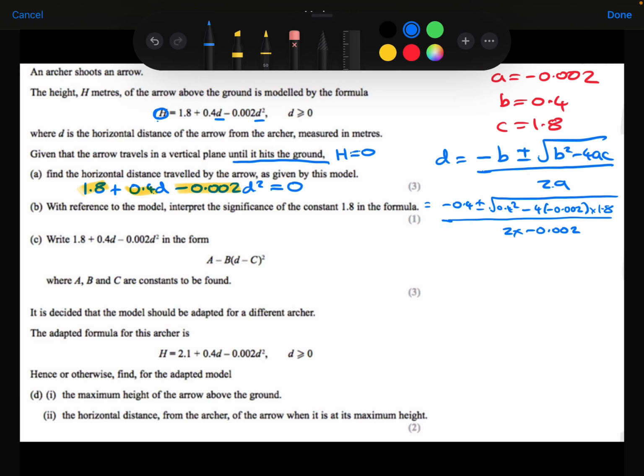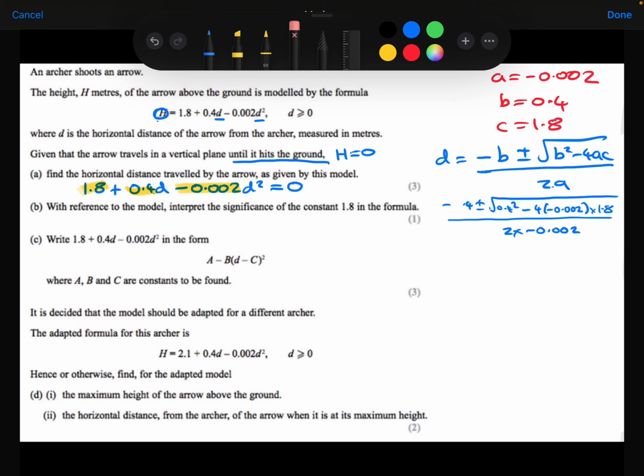And if you substitute that into your calculator, you'll get two answers. One of them will be negative, which we don't want. We're not going to fire the arrow in a negative direction. The positive one will be 204 units in meters. Like I say, if you're familiar with using the equation solver on your calculator, you could have used that at this stage. You don't have to use the quadratic formula. So that's part A.